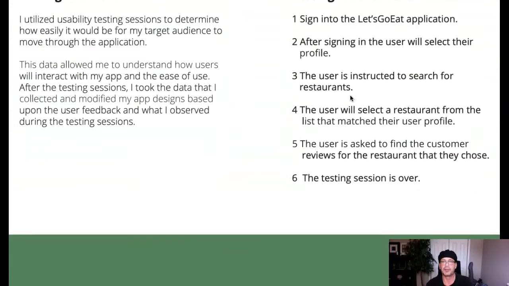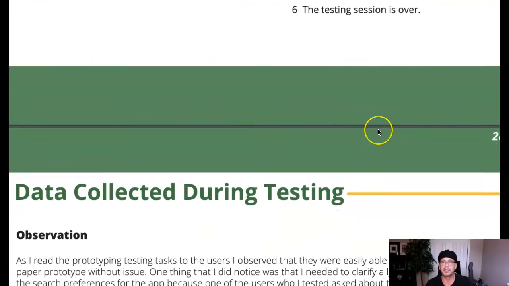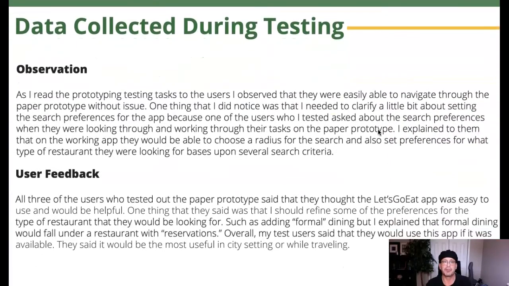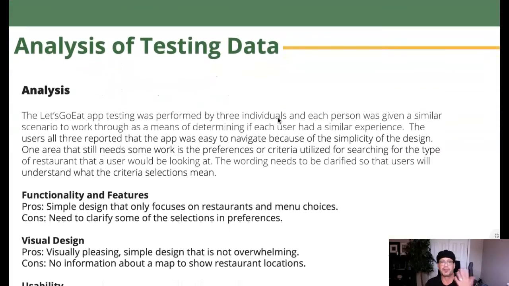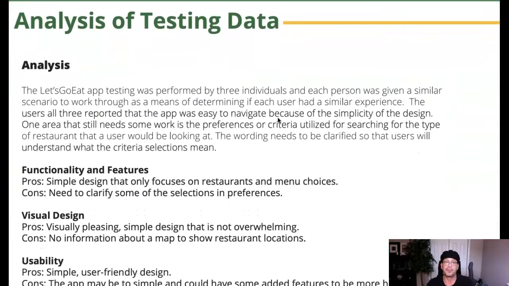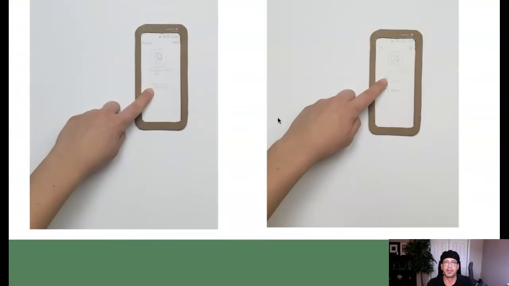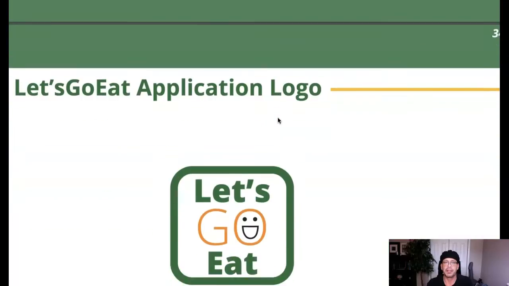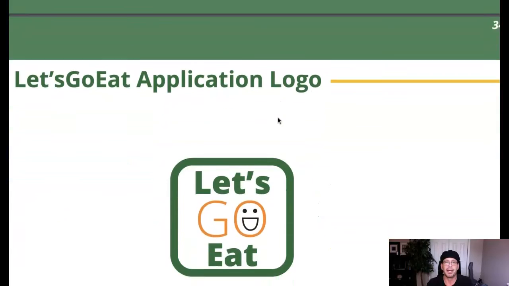Digital wireframes, user testing sessions. You've got your script. So this is fantastic here. Periods behind your counting list here, just to differentiate there. Data collection, observation, and user feedback. Excellent, excellent. So you've got analysis. You've got 2 pages of analysis. That's just really, really good stuff. Paper prototypes. Great, great, great. And then good job. Good job, man.